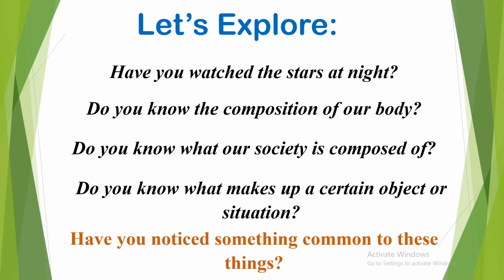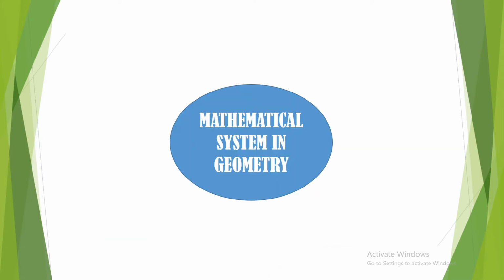Yes, you're right. All of them have something in common, and that is a system. When we say system, it is composed of several parts with specific purposes, just like in the field of geometry, where concepts are organized logically. So like those different things, we also have what we call the mathematical system in geometry, which is composed of four components.